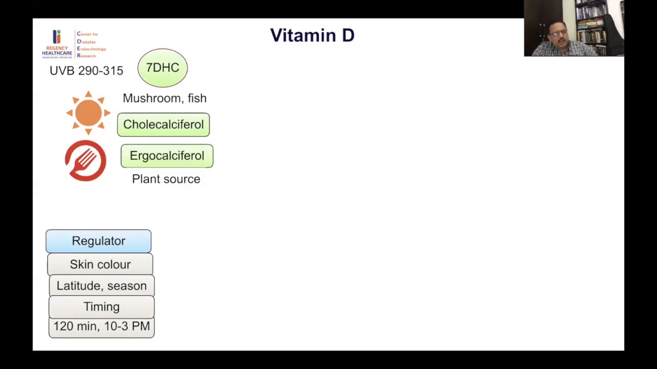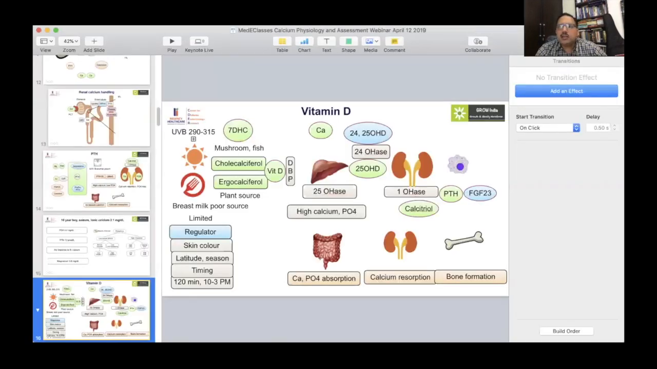And importantly, plant sources produce ergocalciferol, and both ergocalciferol and cholecalciferol are termed vitamin D. They are considered to be similar in terms of their impact, but there seems to be a greater effect of cholecalciferol as compared to ergocalciferol.